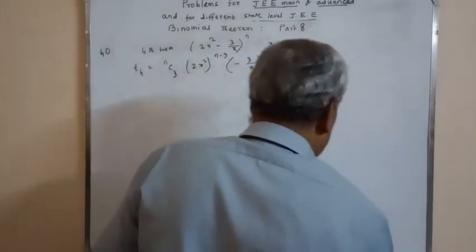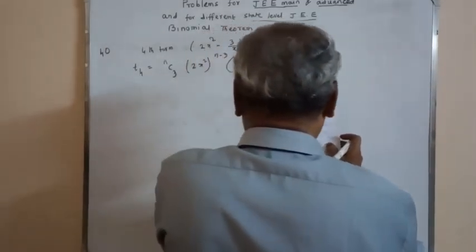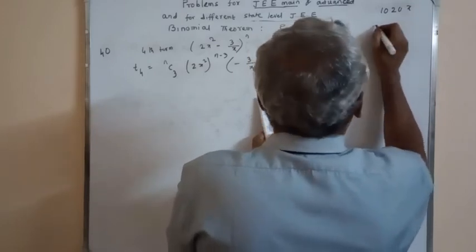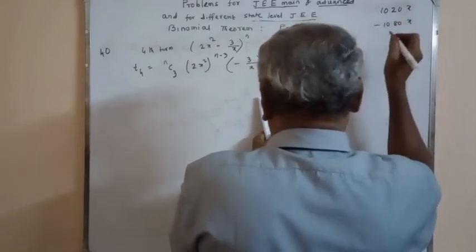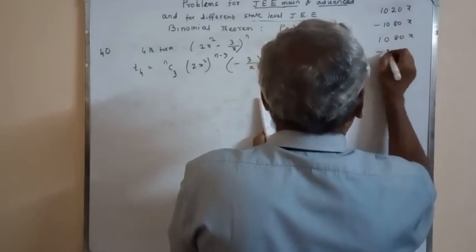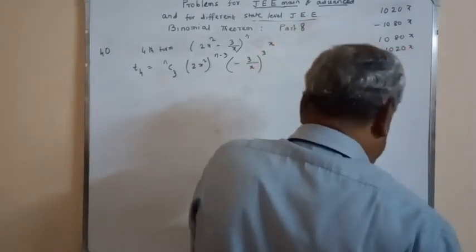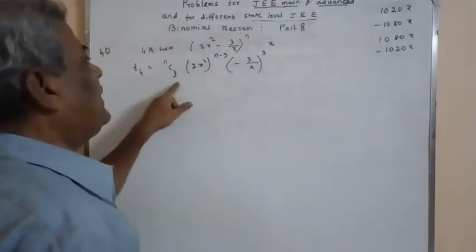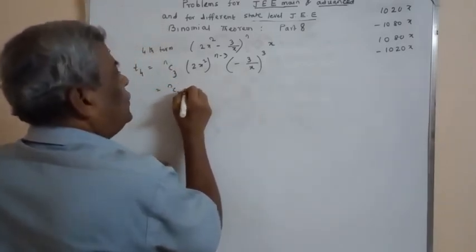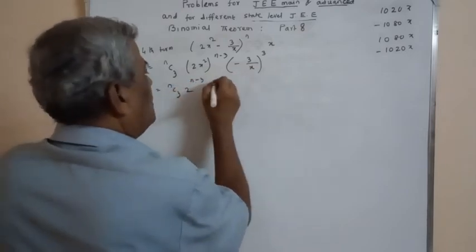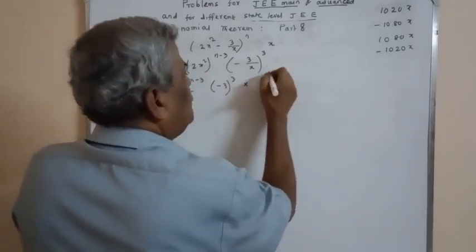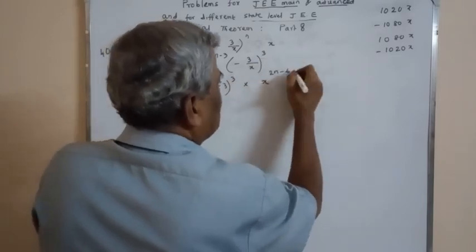Oh, sorry. Options are not yet given. The options are 1020x, −1080x, 1080x, −1020x. The T4 is equal to that. After simplification, it is nC3 2^(n−3) into (−3)^3 into x to the power 2n − 6 − 3.